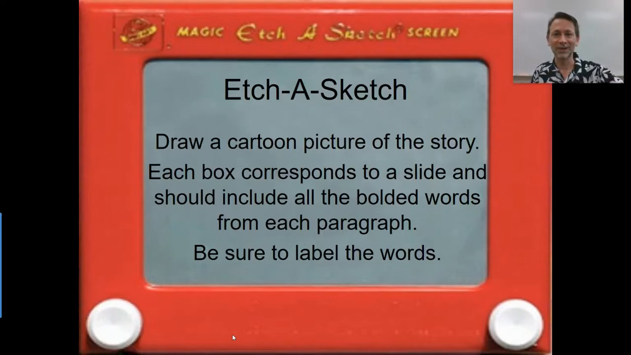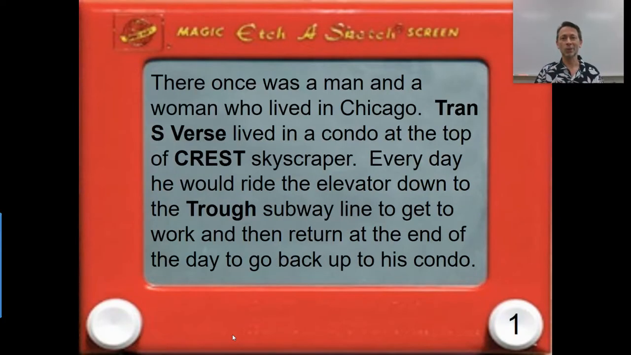So here we go. There once was a man and a woman who lived in Chicago. Tran S. Verse lived in a condo at the top of the Crest skyscraper, and every day he would ride the elevator down to the Trough subway line to get to work, and then return at the end of the day to go back to the condo.